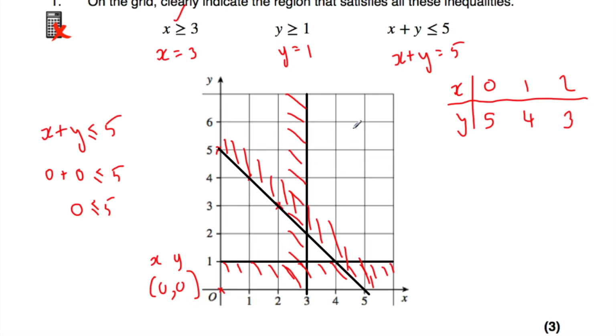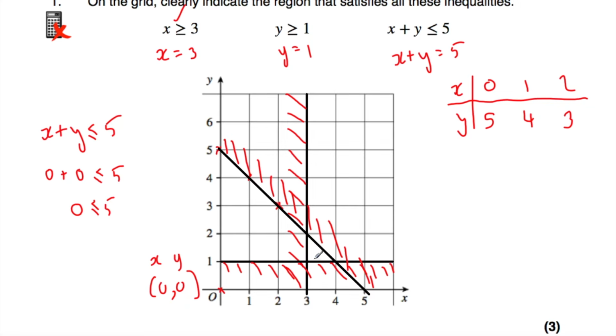And let's just check this point here, 5, 6. If you substitute in 5 and 6 into here, you get 11, and 11 isn't less than or equal to 5. So all the points up here wouldn't work. So if we go back to that original, x is bigger than or equal to 3. We're accepting everything to the right here. For the inequality y is bigger than or equal to 1, we're accepting everything above that line, so we then had that region there. And then we've got x plus y is less than or equal to 5. So then we're left with this region here.